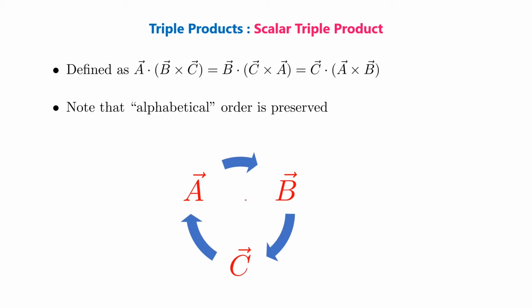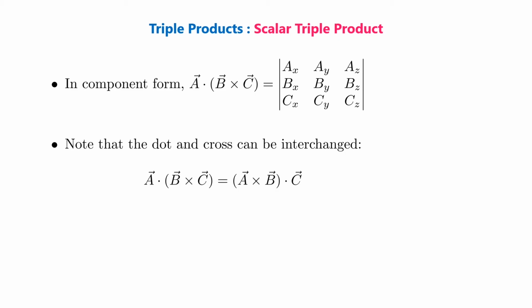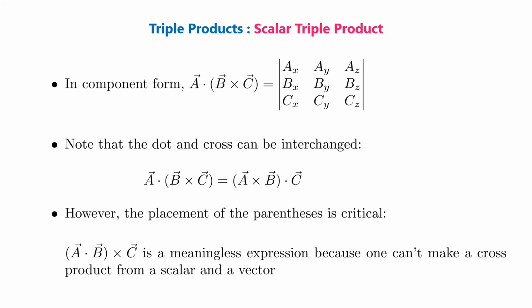A cross B. In component form, the scalar triple product vector A dot vector B cross vector C is equal to the determinant Ax, Ay, Az, Bx, By, Bz and Cx, Cy, Cz. Note that the dot and cross can be interchanged. That is, vector A dot vector B cross vector C is equal to vector A cross vector B dot vector C. However, the placement of the parenthesis is critical because the term in the parenthesis is a scalar and we cannot take a cross product of a scalar and a vector.